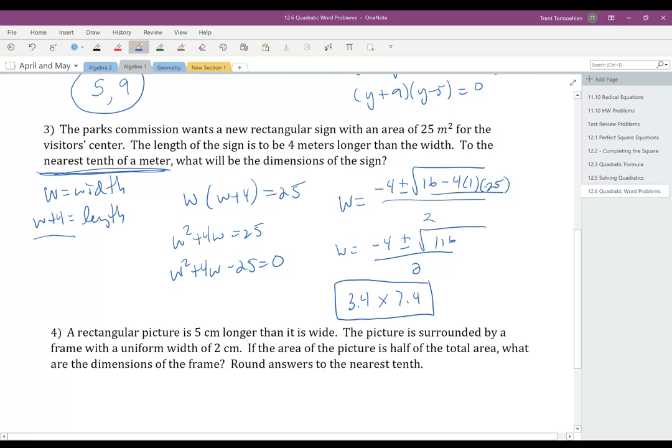You can type that into your calculator. So you'd have your answer times your answer plus 4. And that should give you exactly 25. And so 3.385164007 times 7.38 does equal 25. And so I know my answer is correct. Again, the negative you don't need to use.